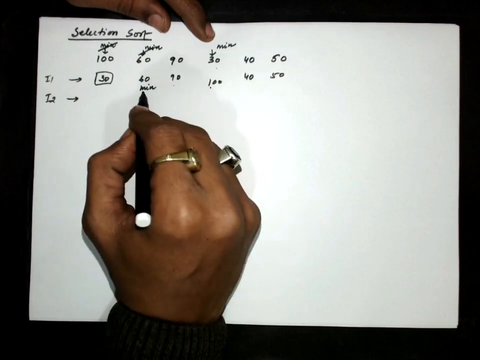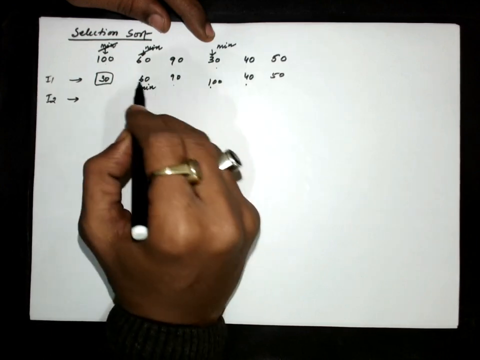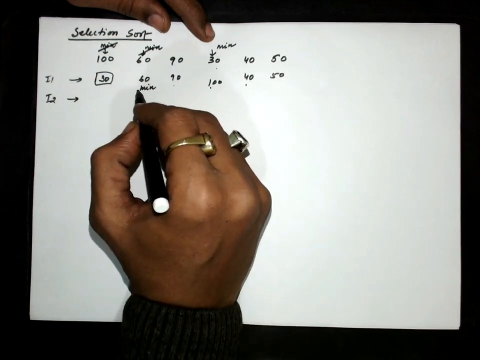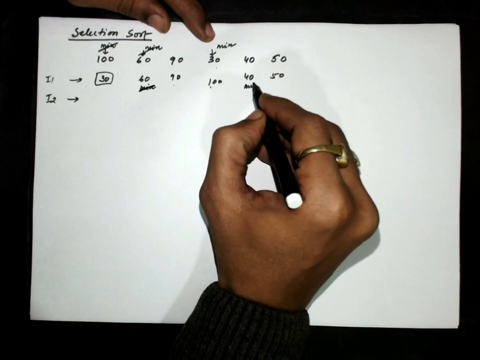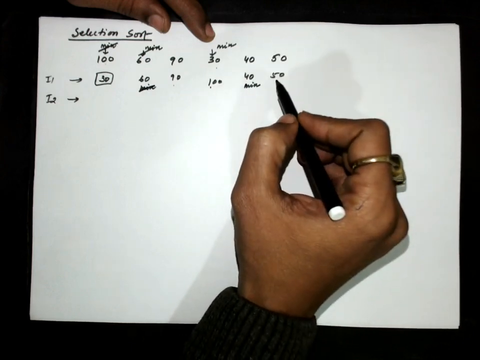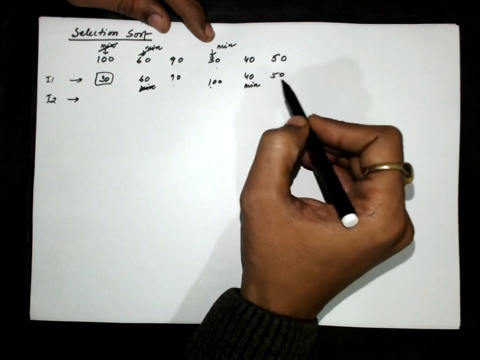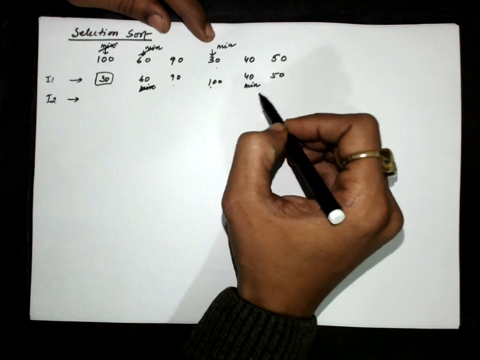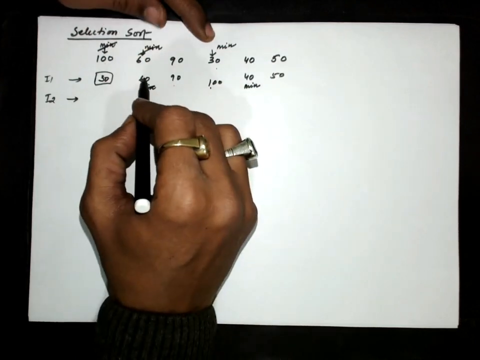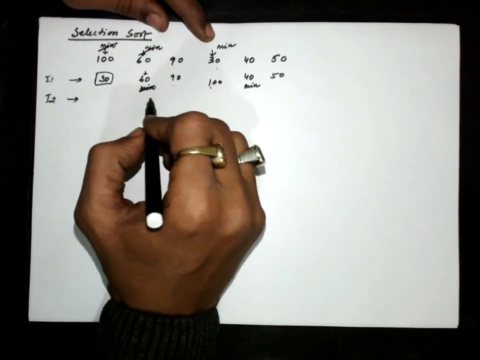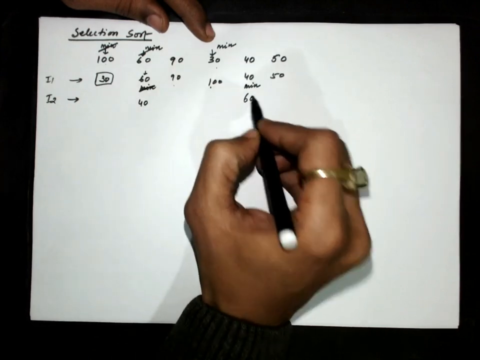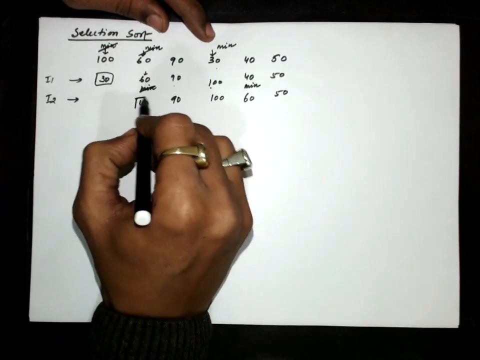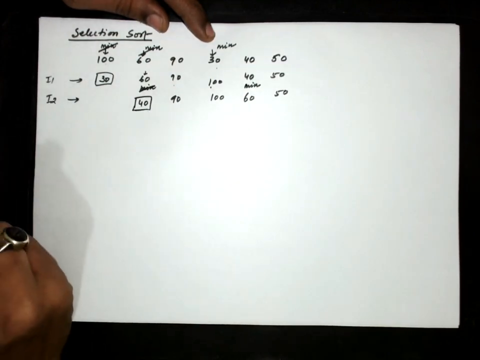Compare 100 with 60, no change. Compare 40 with 60. Yes, there will be a change, because 40 is less than minimum. Now for 50, if 50 gets compared with 40, no change, because 40 is less and 50 is larger. So now we found that 40 is the smallest element. Now exchange this 40 with the second position. So here we have 40 and here we have 60. Okay, so this is the second smallest element.